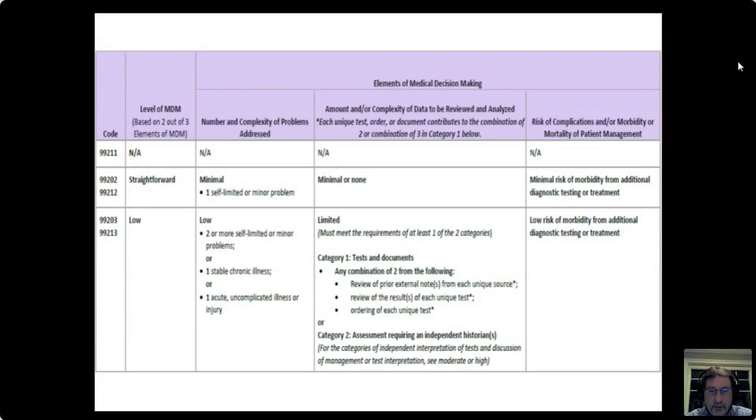So anytime that you have to have an independent historian involved, that does get you a checkbox there. And then the third part, risk of complications and morbidity, is low risk of morbidity from additional diagnostic testing or treatment. Now, they did not provide definitions for minimal risk or low risk, but again, when you see where the moderate risk comes in, basically anything that falls below moderate risk is going to fall under the low risk of morbidity, if you're hitting the number of complexity and problems addressed.